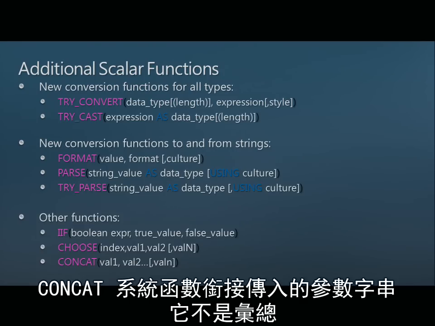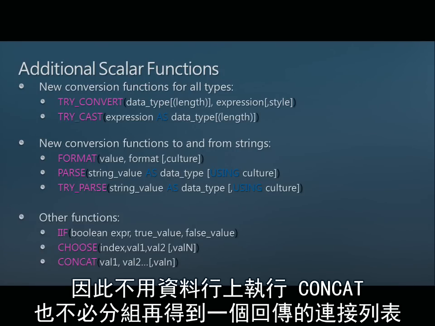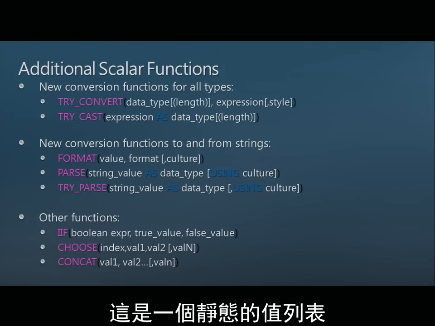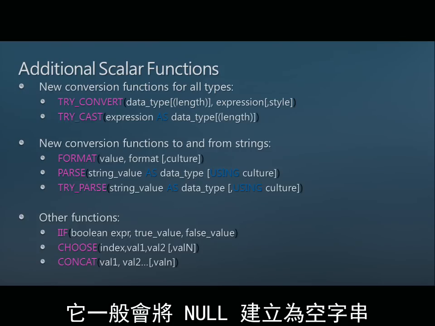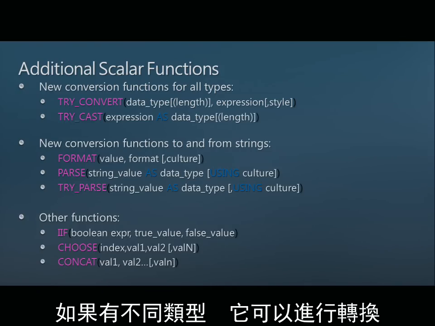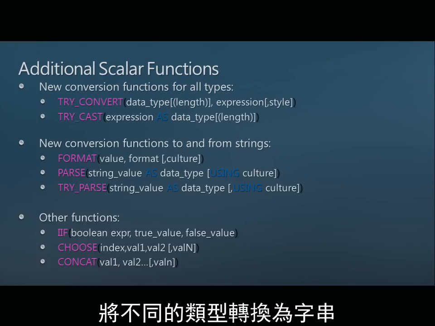It's not an aggregate. So it's not like you say select concat over a column, group by something, and we get a concatenated list back. It's of a static list of values. So I can say concat this with this, with this, with this. And it basically treats nulls as empty strings. It also handles different types for you with implicit conversions, so it knows the target is always a string.